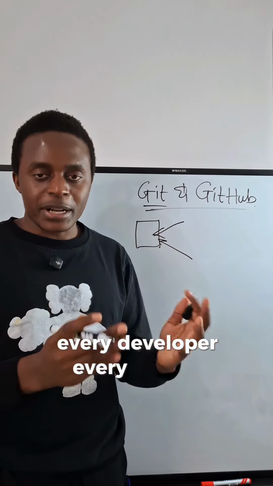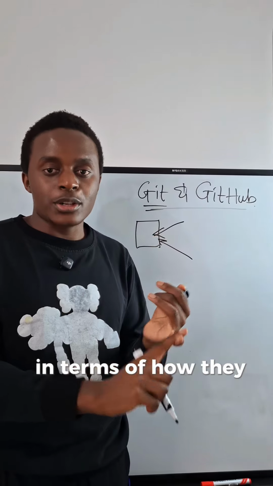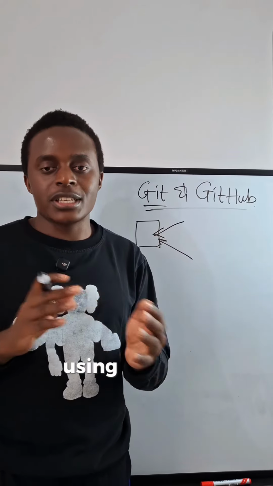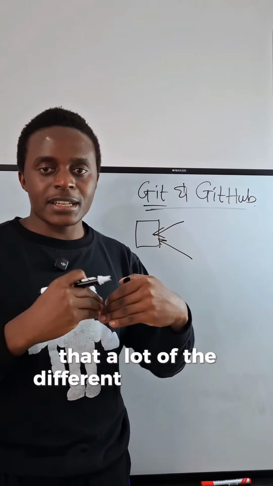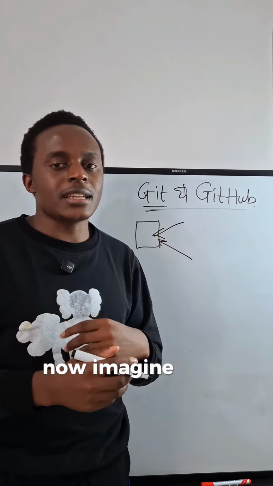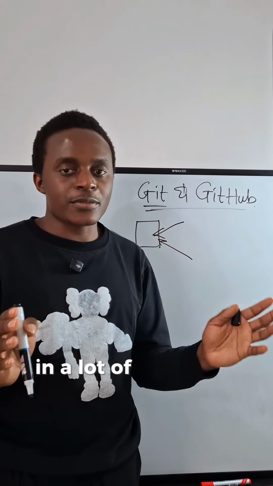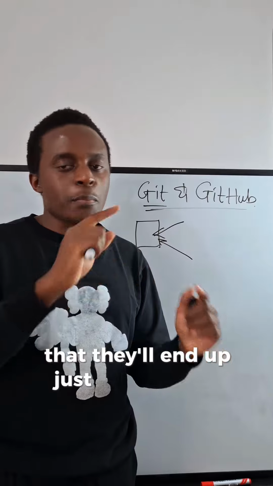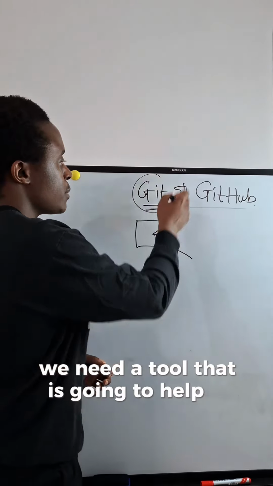Every developer, every person working on the project, they have their own processes in terms of how they do things. They can write code using different architectures and everything. And the problem with that is that a lot of the different things they are working on can conflict, especially if they're working on the same feature. Now imagine 1,000 people, all of them working on the like button. They'll conflict in a lot of the things that they're doing, that they'll end up just messing the entire project.